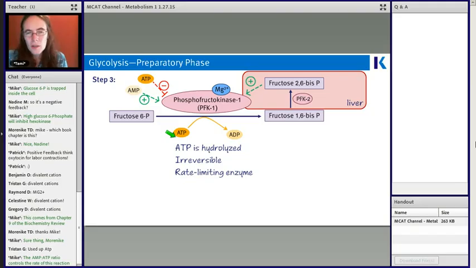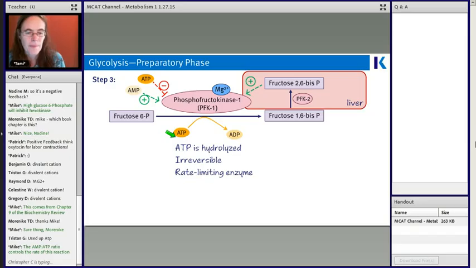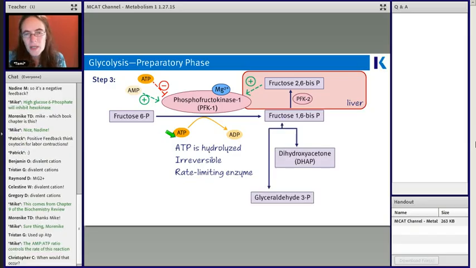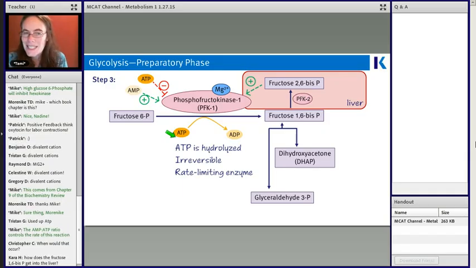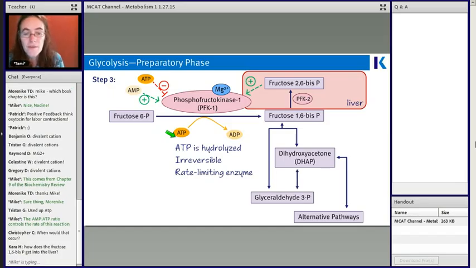All right, let's talk a little bit about what happens to the fructose 1,6-bisphosphate. A couple of different things happen to it. It's broken into two 3-carbon molecules, okay? DHAP and glyceraldehyde 3-phosphate. Now, glyceraldehyde 3-phosphate, this can go forward, this can go into our payoff phase. DHAP cannot, however. So I can do two different things with DHAP. I can either use it for alternative pathways, or I can convert it in step 5 into glyceraldehyde 3-phosphate.